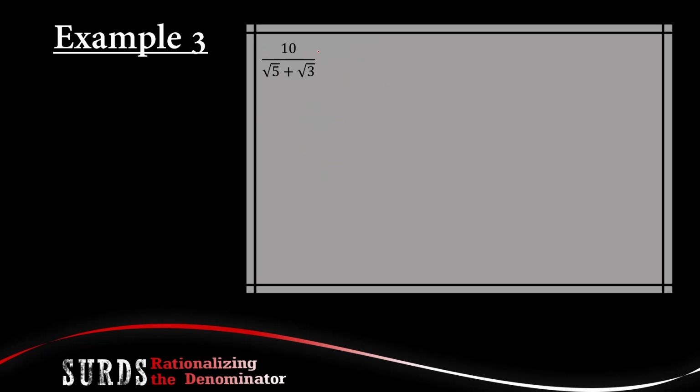Last example. Now here we just have two square roots, but that doesn't change it. We're just going to multiply it with exactly the same, except just change the sign between the two terms. So I'm going to multiply by square root of 5 minus square root of 3 over square root of 5 minus square root of 3. Okay, and then we could put it in brackets. Then this is just 10 square root of 5 minus square root of 3.